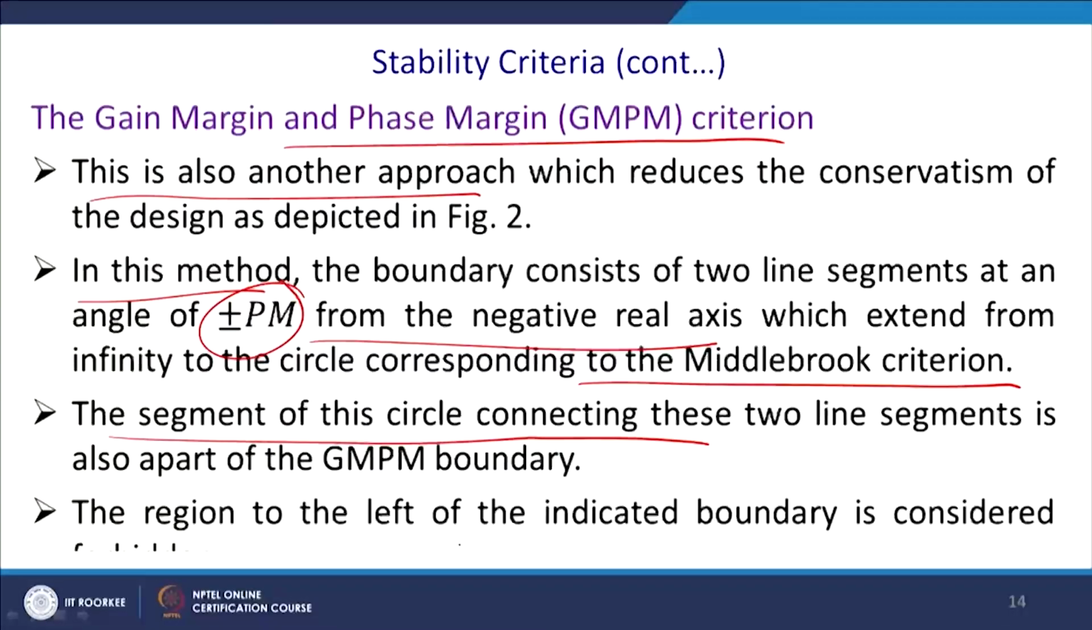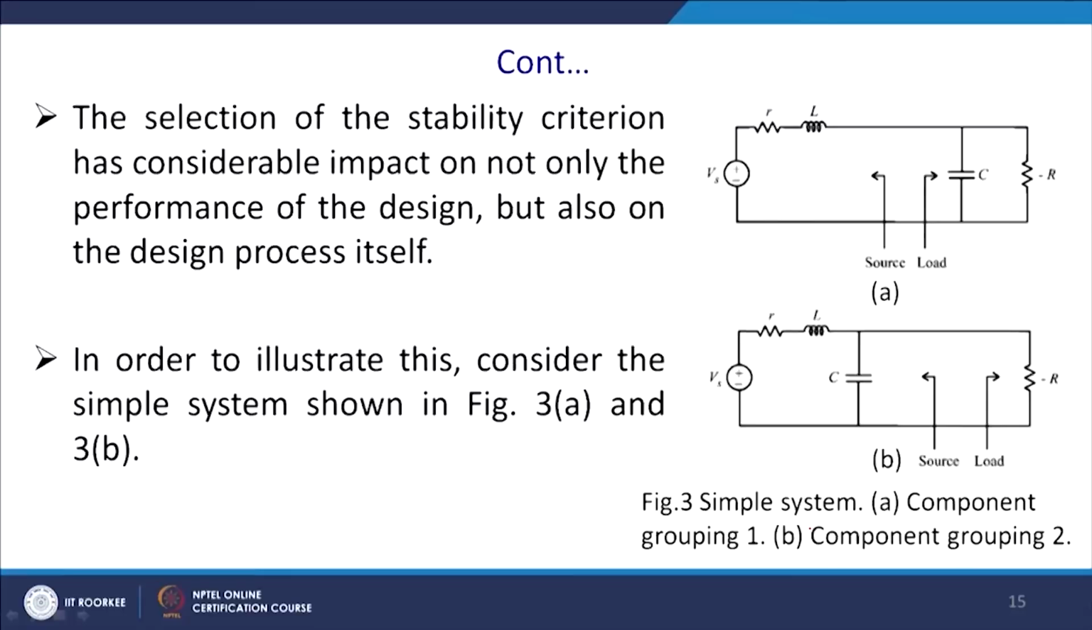The region of the indicated boundary is considered as your controllable boundary. And thus, what we can say is that selection of the stability criteria has considerable impact on not only the performance of the design, but also the design process itself.